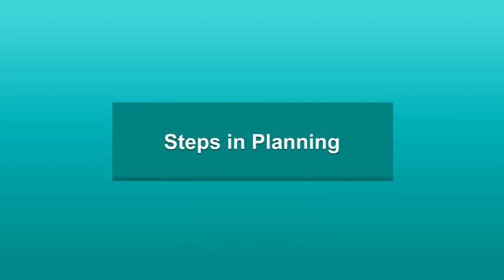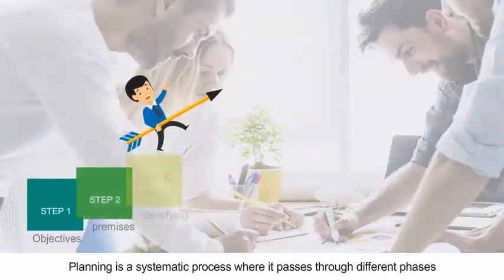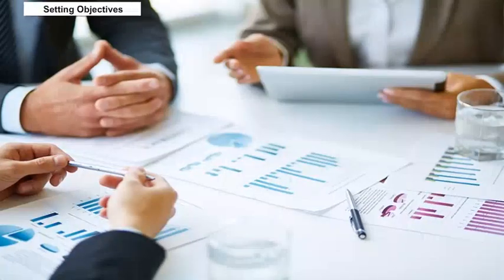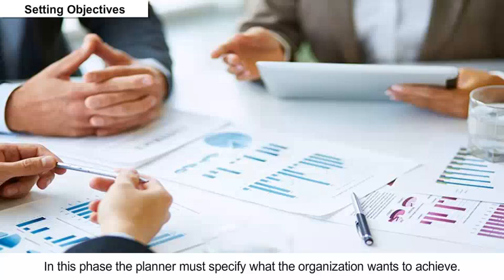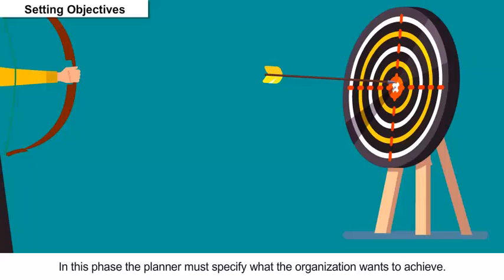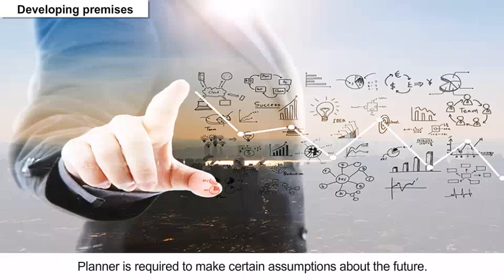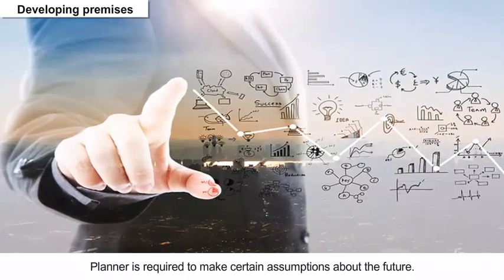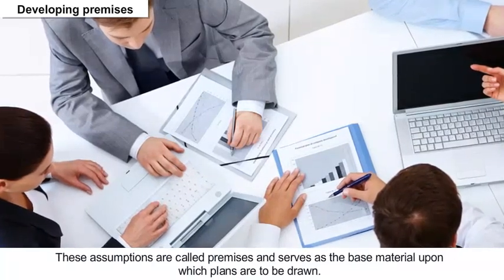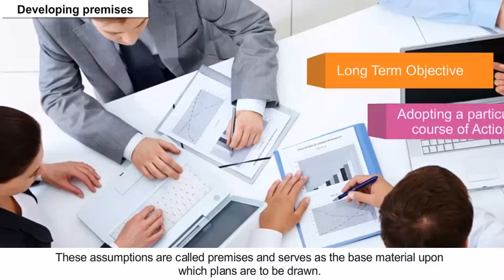Steps in planning. Planning is a systematic process where it passes through different phases and is discussed below. Setting objectives. In this phase, the planner must specify what the organization wants to achieve. Developing premises. Planner is required to make certain assumptions about the future. These assumptions are called premises and serve as the base material upon which plans are to be drawn.